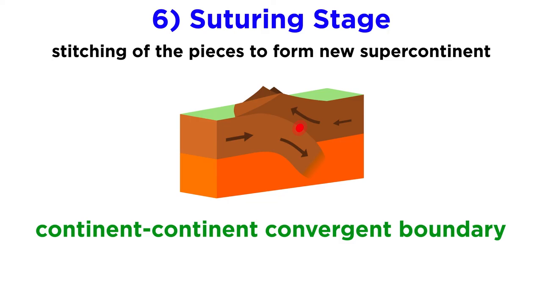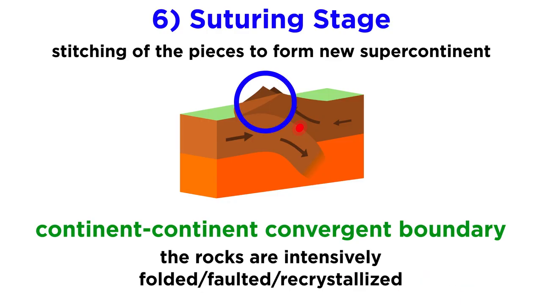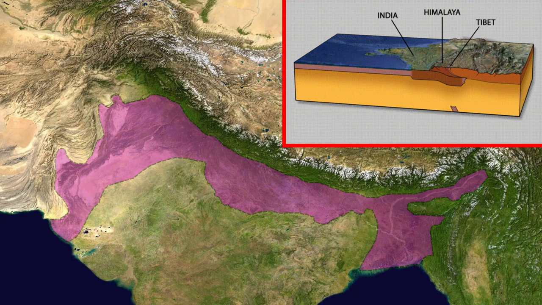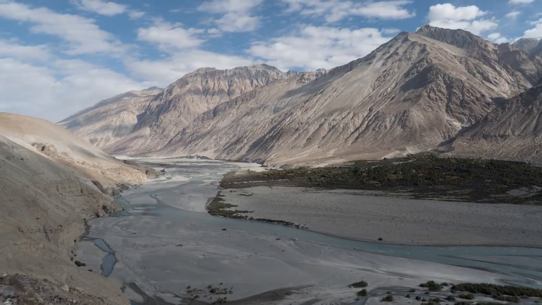The boundary between two colliding plates of continental crust is called a continent-continent convergent boundary. Since continental crust is so buoyant, neither plate subducts. Instead, both plates continue to collide, forcing the crust upward into dramatic mountain ranges. The collision process causes the rocks here to be intensively folded, faulted, and recrystallized. The Himalayas are one example of a continent-continent convergent boundary formed by the collision of the Indian and Eurasian plates, and a testament to the awesome power of this geological process.